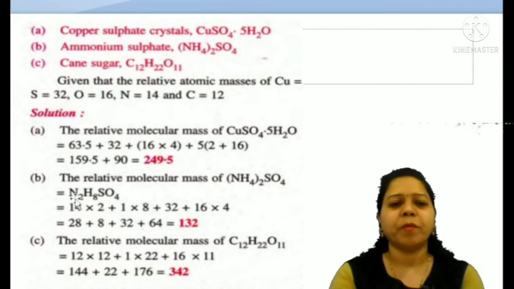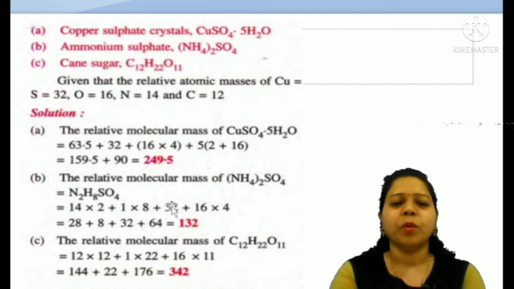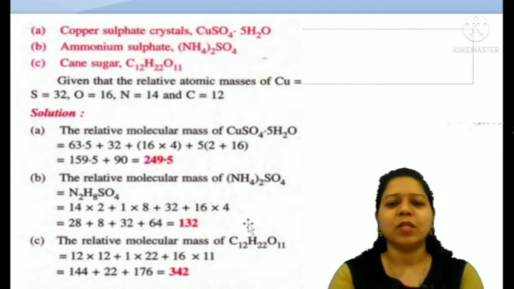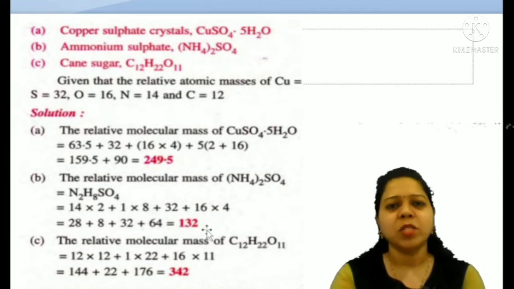N2H8SO4. Mass of nitrogen is 14. 2 nitrogens are here, that's why 14 into 2. The mass of hydrogen is 1. 8 hydrogens are there, that's why 1 into 8 we are taking. 1 sulfur, mass of sulfur is 32. Mass of oxygen is 16, and 4 atoms of oxygen are here, that's why we are doing into 4. After doing the whole calculation we will get 132, which is the relative molecular mass of ammonium sulfate.